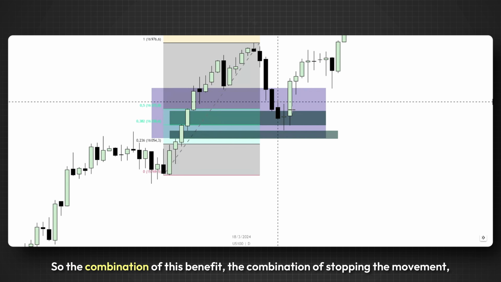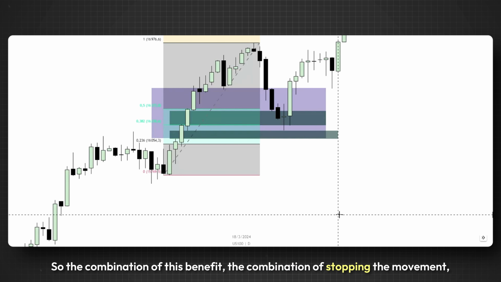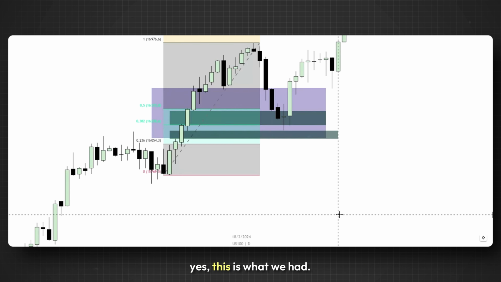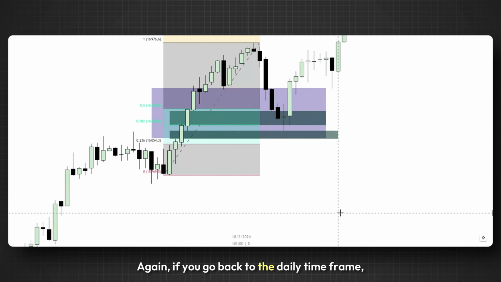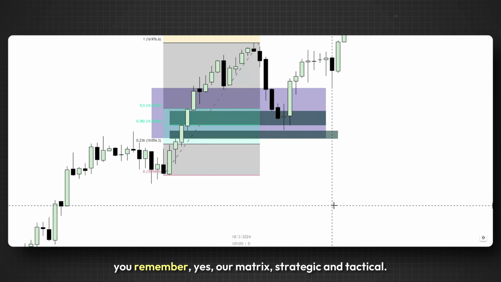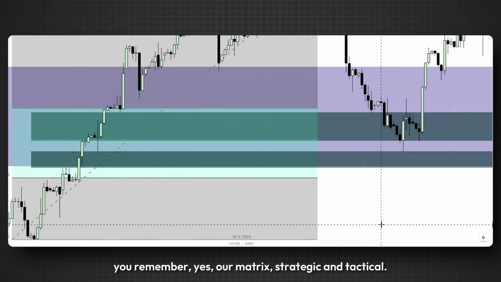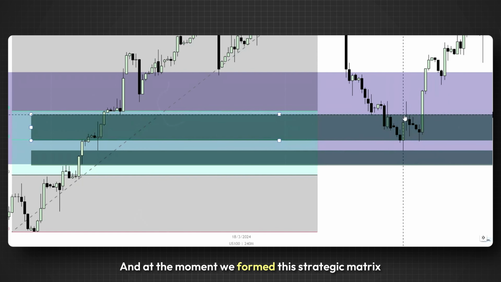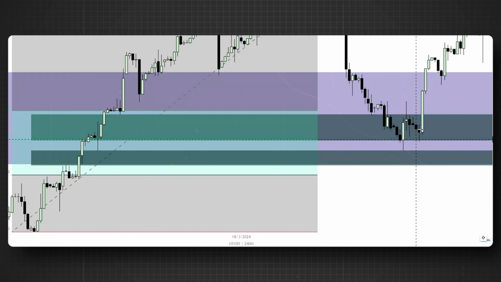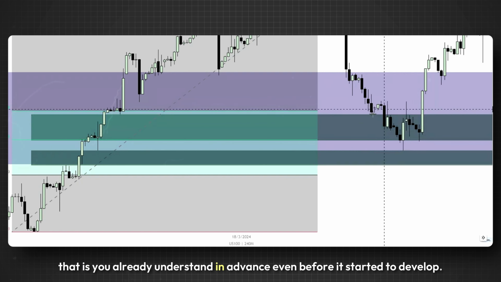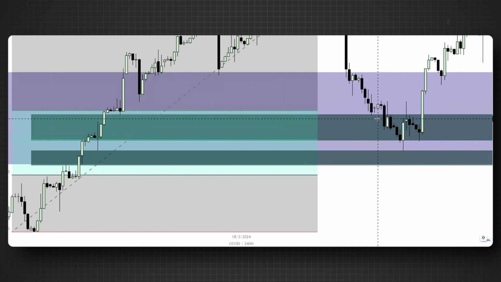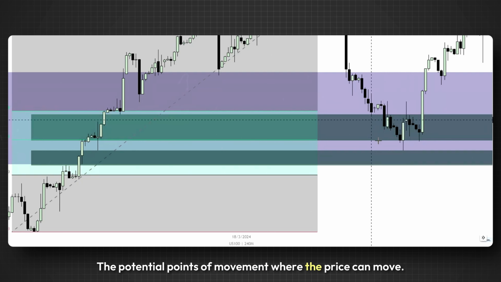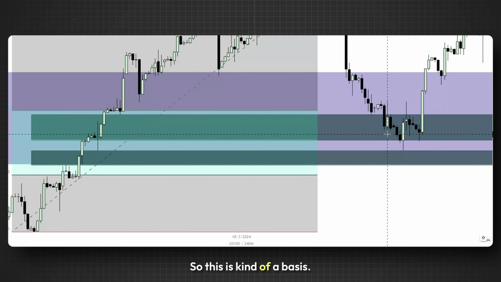So the combination of this benefit, the combination of stopping the movement, yes, this is what we had. Again, if you go back to the daily time frame, you remember our matrix, strategic and tactical. So at the moment of falling of this one, we had a movement to this strategic matrix, and at the moment we formed this strategic matrix, you already understand in advance, even before it started to develop, the potential points of movement where the price can move. So this is kind of a basis.